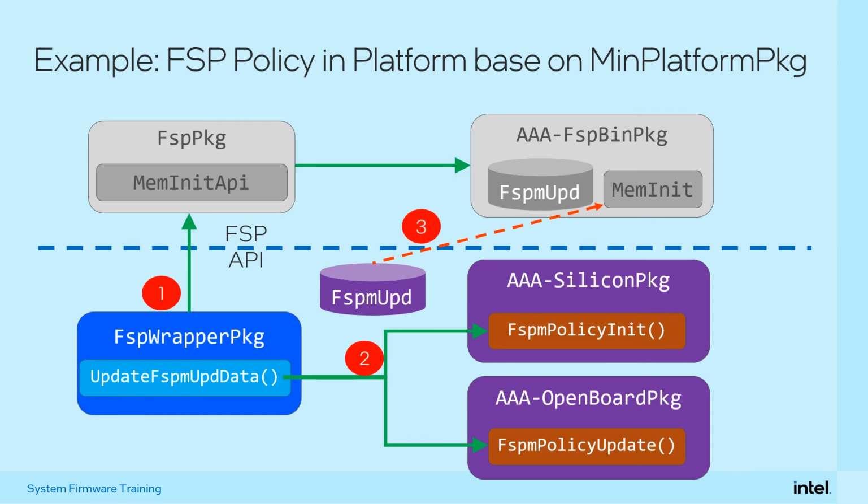3. The message buffer FSPM UPD is updated with the corresponding platform-specific configuration settings from platform configuration data, for example, PCD settings. These setting defaults might be additionally configured through the platform's setup menus. 4. Then the FSP API will use the FSP UPD data, in this case for the memory init API. The platform silicon package provides the former, PEI FSP policy init lib.c, and the platform open board package provides the latter, PEI FSP policy update lib.c.